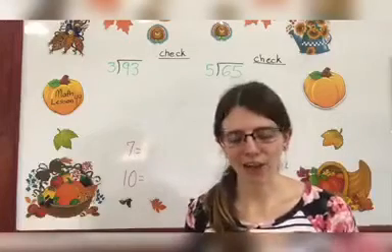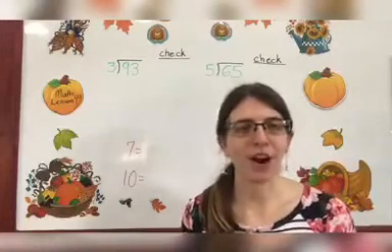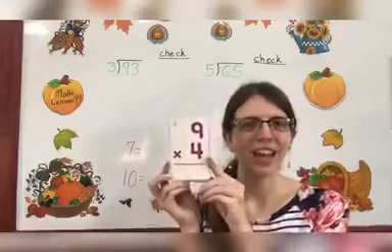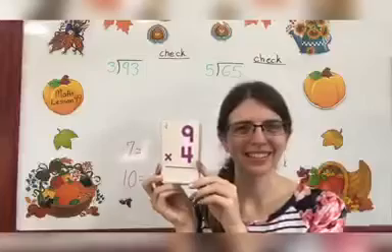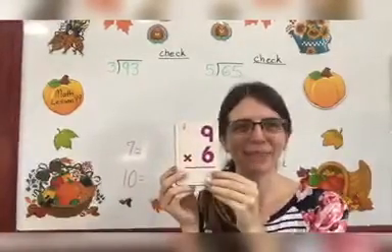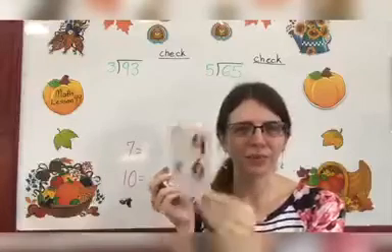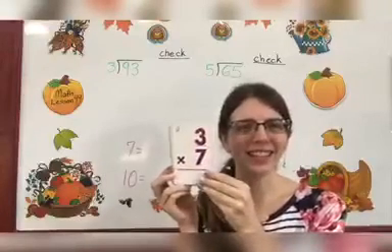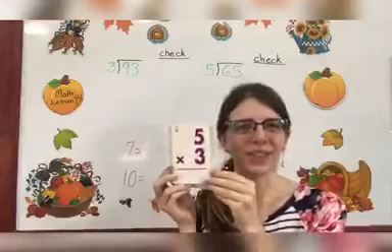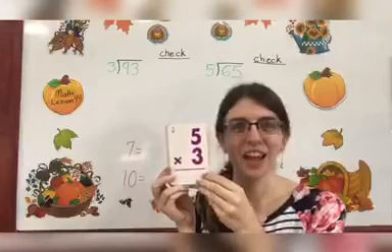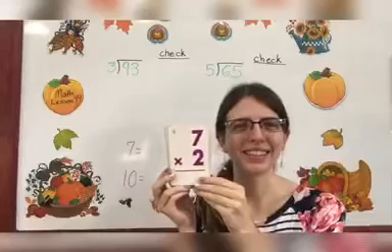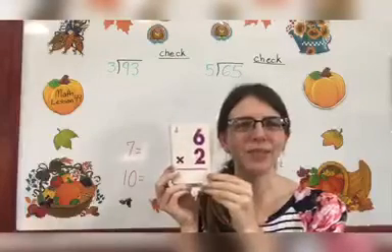Okay, let's start out by doing a quick review of some of our math facts with multiplication. Here we go. 9 times 4 is 36. 9 times 6 is 54. 3 times 7 is 21. 5 times 3 is 15. 7 times 2 is 14. 6 times 2 is 12.